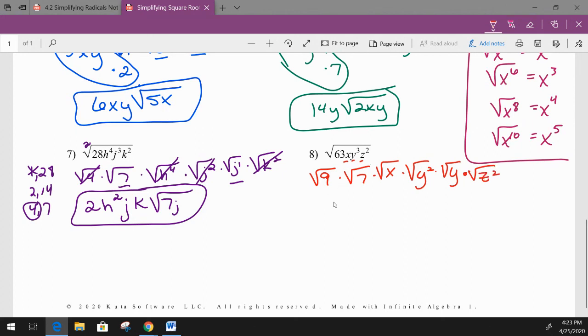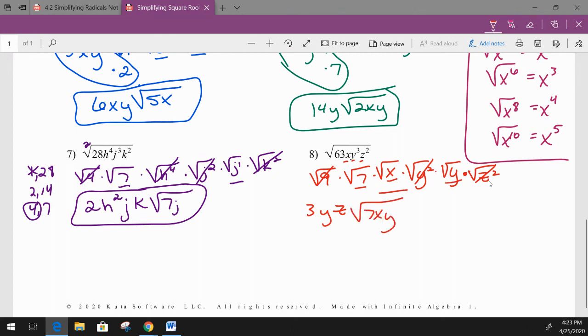So now when I simplify my perfect squares, the square root of 9 becomes 3. The square root of y squared becomes y. The square root of z squared becomes z. And then underneath my radical, I still have the 7x and y.